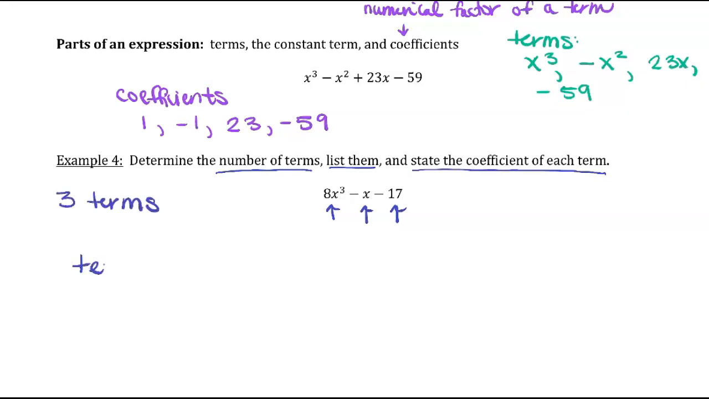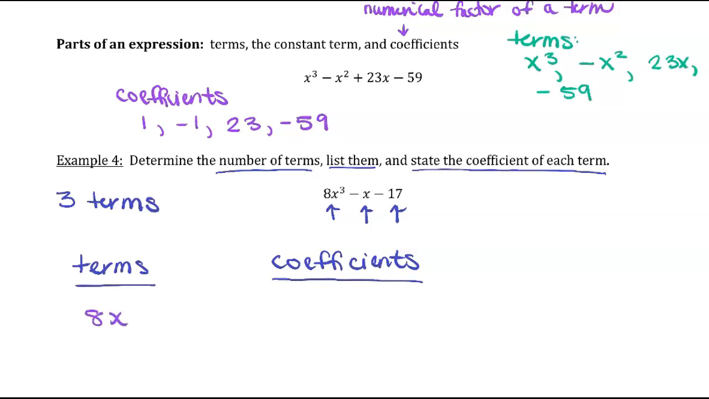Now let's list out those terms, and we'll also then give the coefficients that go with them. Our first term is that first chunk, 8x cubed. The coefficient of that term is the numerical piece, which is 8. The next term is negative x. Again, it may not look like there's a numerical value there, but it's really the negative 1. And then our last term is our constant term, negative 17, and the numerical factor of that is negative 17.